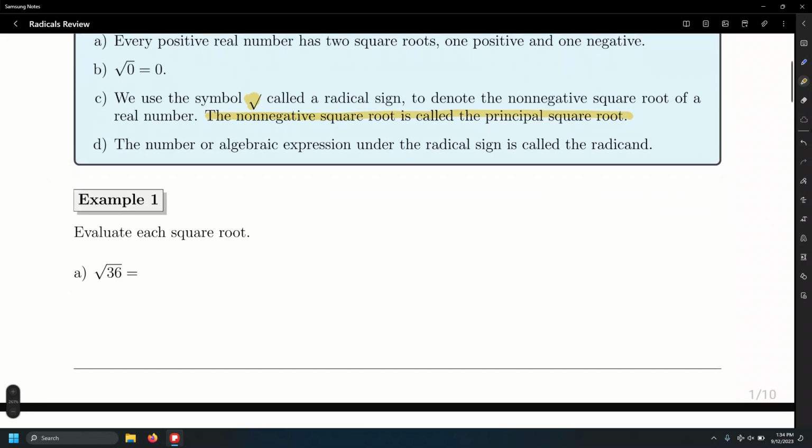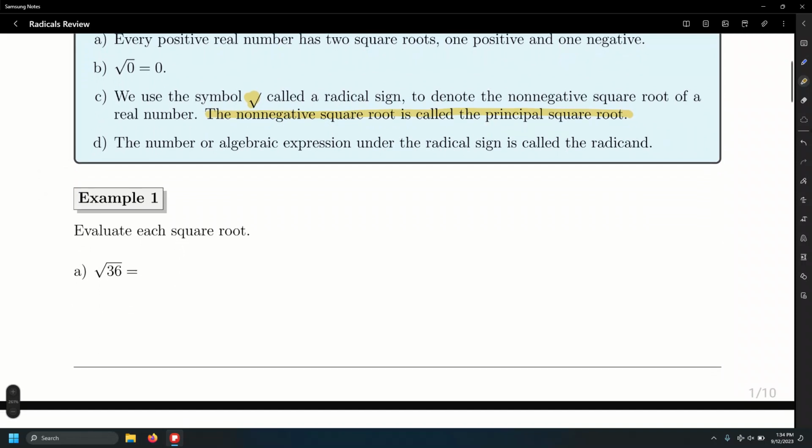And the quantity inside of the radical symbol is called the radicand. So a little bit more of vocabulary here.